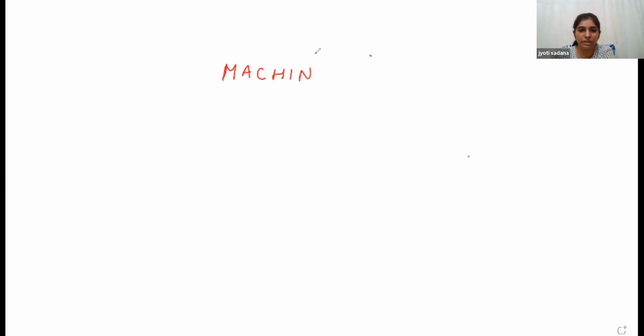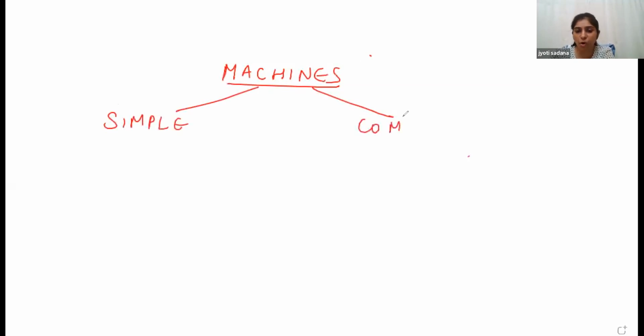We have started with machines. And as I told you, machines are making our work easier. There are two types of machines. One is known as simple machine and one is known as complex machine. As the name suggests, simple means very simple machines. It might be having only 2 or 3 parts. That is a simple machine.